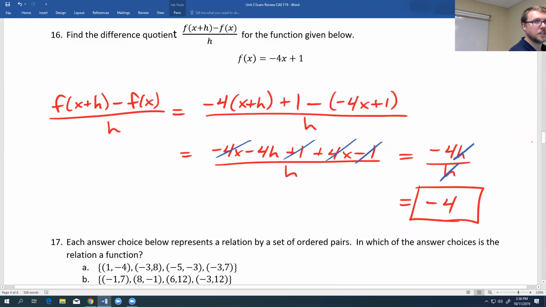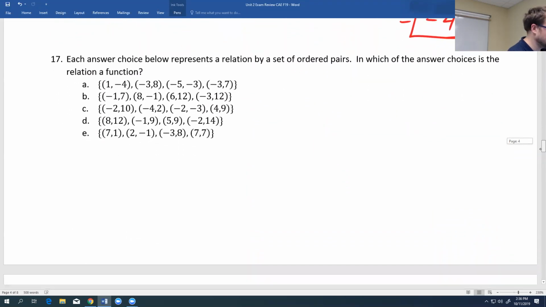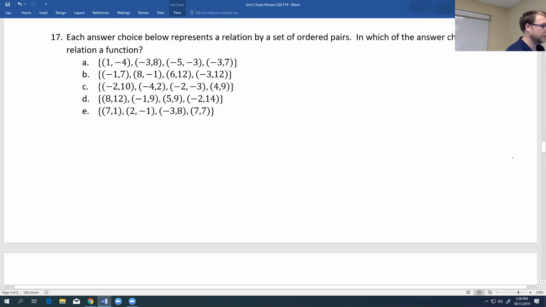Okay, any questions on that before I move on? And the difference quotient is an important thing. Okay. Each answer choice below represents a relation by a set of ordered pairs. In which of the answer choices is the relation a function?